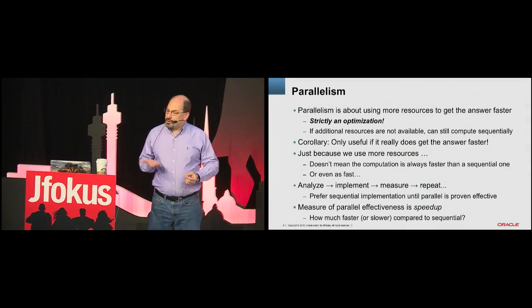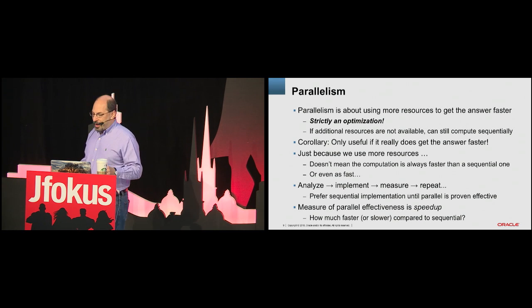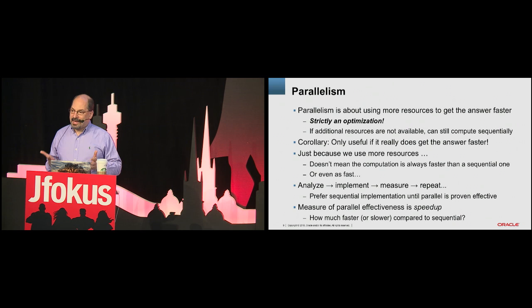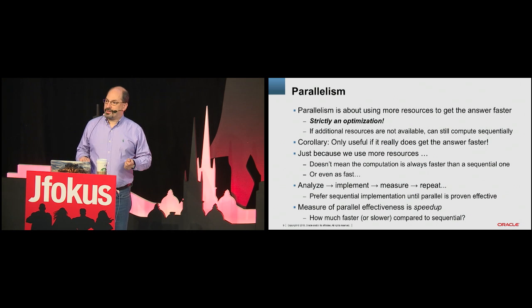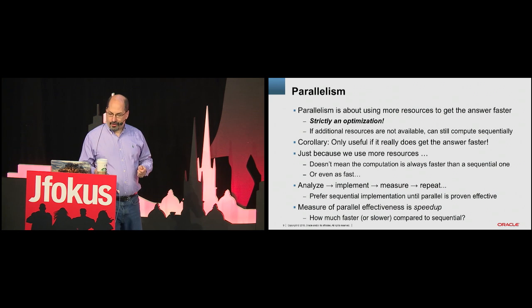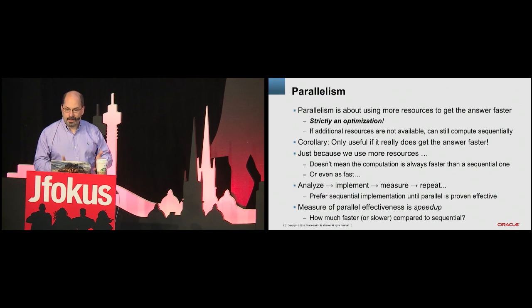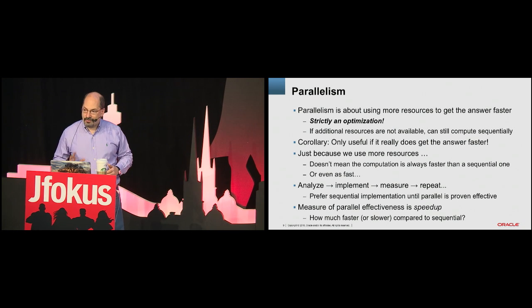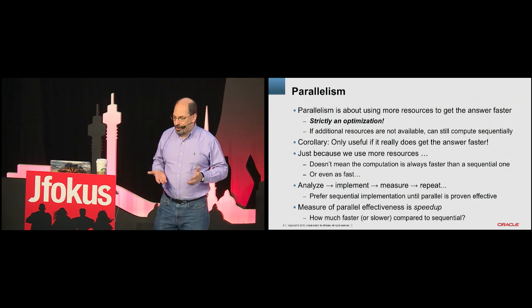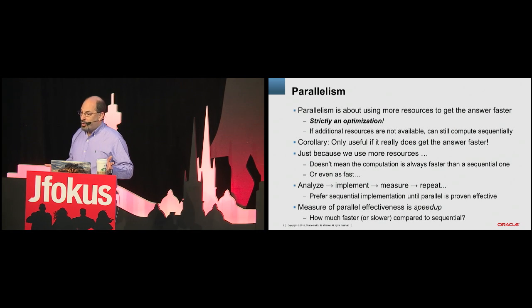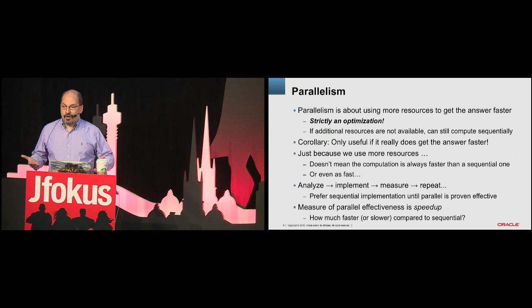So if you want to use parallelism effectively, we have to realize that if it's just about getting to the answer faster, then it's strictly an optimization. It's not intrinsic to your algorithm. And if additional resources aren't available, you can still get the answer doing it sequentially, just potentially slower. So if that's the case, we can flip this around and say parallelism is only useful if it actually does get you the answer faster. And just because we're using more resources doesn't mean we're going to get to the answer faster. We might get there in exactly the same amount of time. We might even get there slower, because sometimes it's more work for multiple workers to coordinate than for one to just do the whole job by themselves.